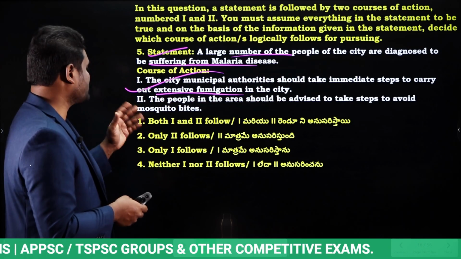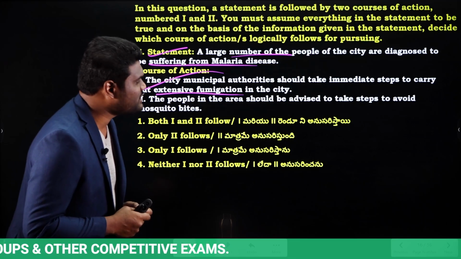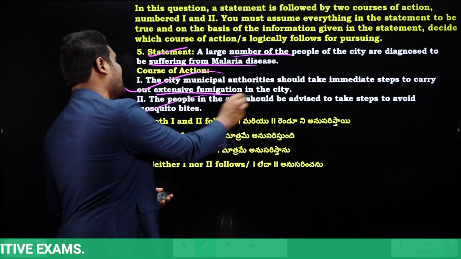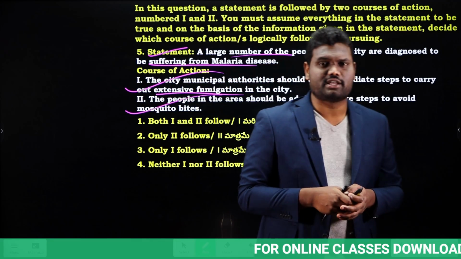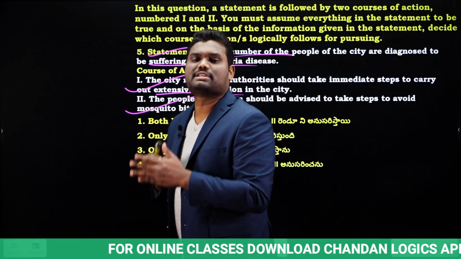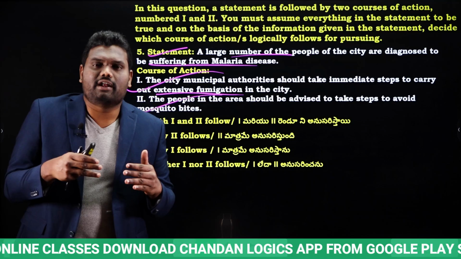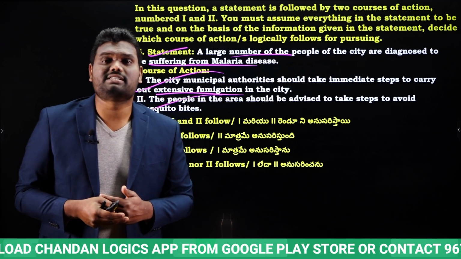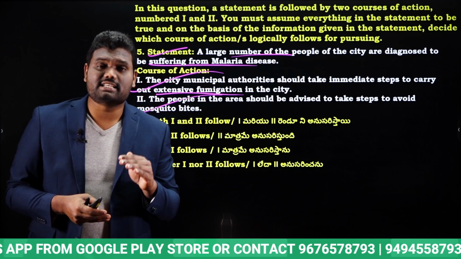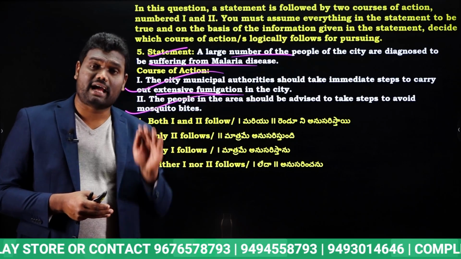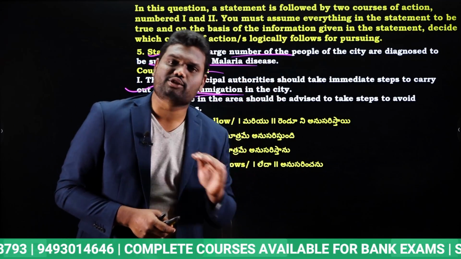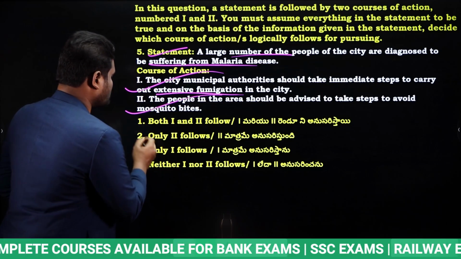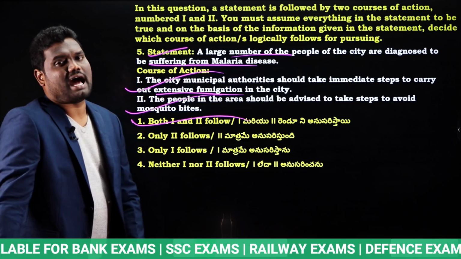Yes, true. Next one: the people in the area should be advised to take steps to avoid mosquito bites. Yes, it is also true. So we need to guide the people who are staying in those areas to avoid mosquito bites. If they avoid mosquito bites, obviously the number of cases of malaria gradually decreases. Yes or no? So one is a course of action, two is also a course of action. So both are courses of action, and one is our answer.